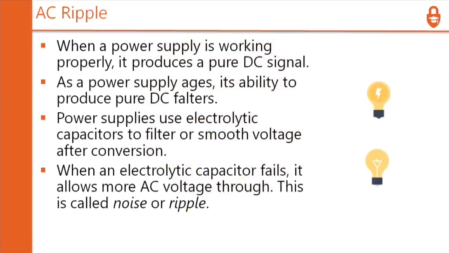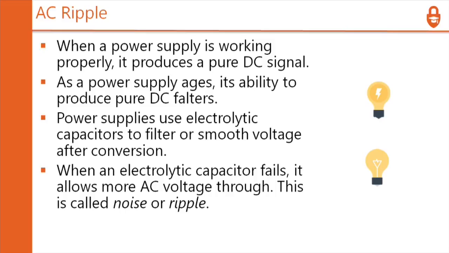AC ripple. When a power supply is working properly, it produces a pure DC signal. As a power supply ages, its ability to produce pure DC falters because of contamination and wearing out. The capacitors get old, that kind of thing. They get warped, so they're not working optimally.